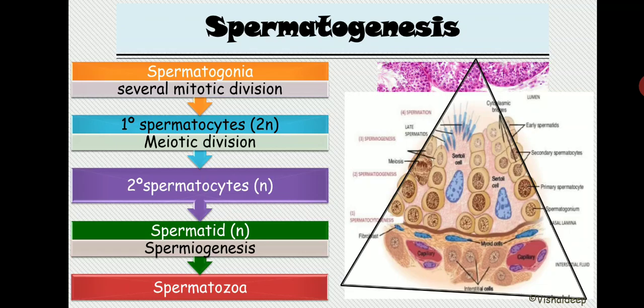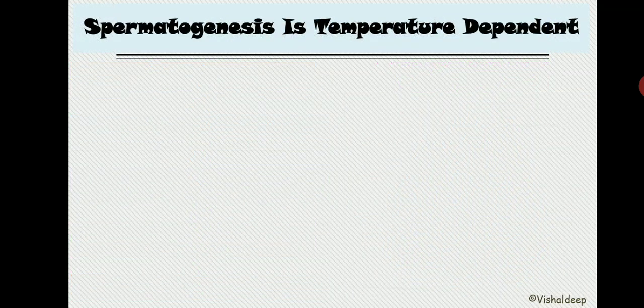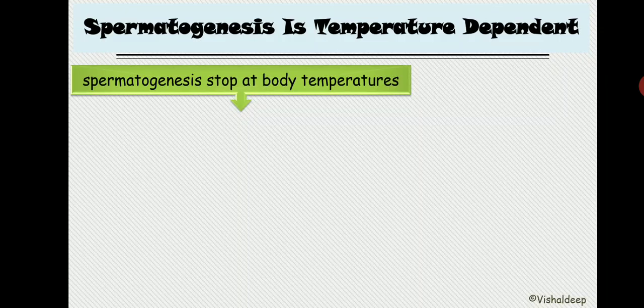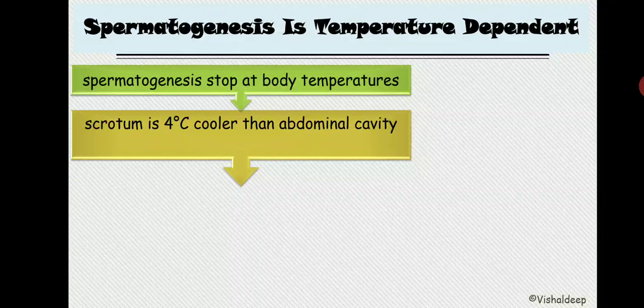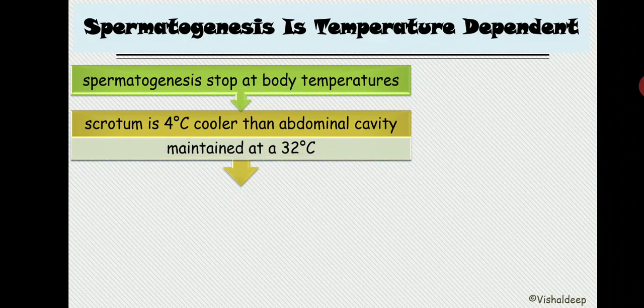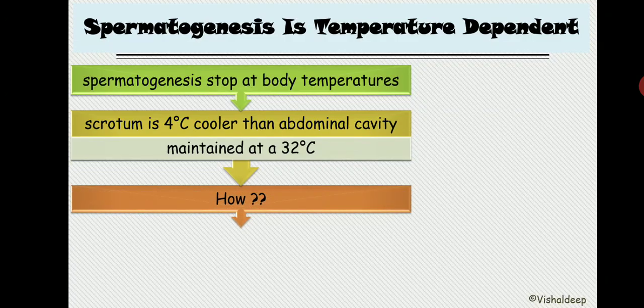Now what about spermatogenesis and temperature control? Spermatogenesis is a temperature dependent mechanism. Spermatogenesis basically stops at body temperature. That's why the scrotum is outside the body. The scrotum is about 4 degrees cooler than the abdominal cavity, or core temperature. So inside the scrotum the temperature will be maintained at 32 degrees Celsius. And how is it maintained 4 degrees cooler than the abdominal cavity? There are two mechanisms.